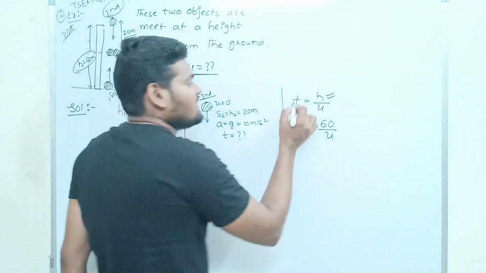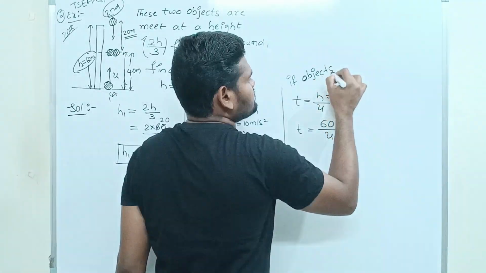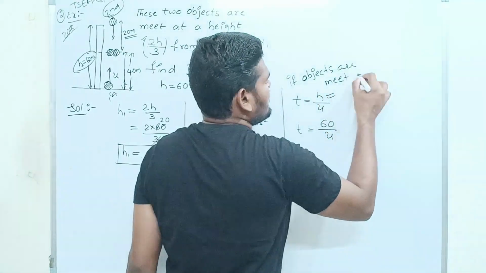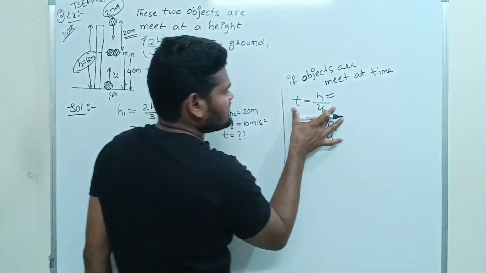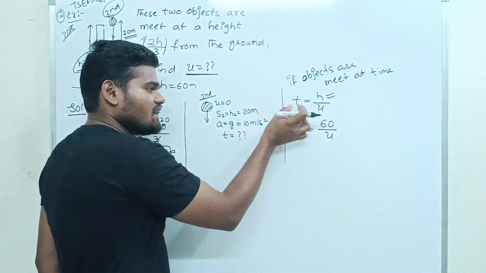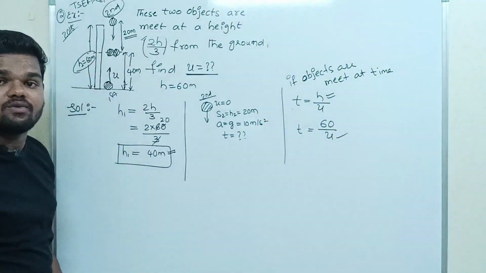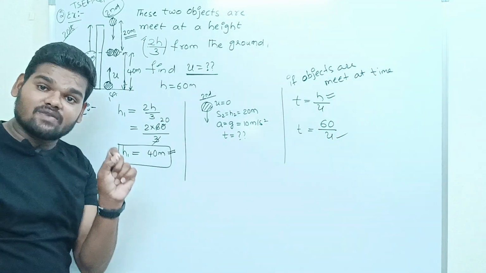So we have the formula. If the two objects meet at this time, we have the h value, we have the time value, and we find the time value from this. If we substitute these two, then we can find u easily. Are you getting? Is the concept clear?